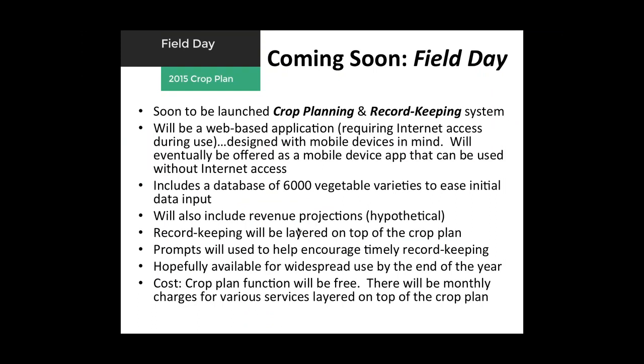And one thing that they've built into this, or are building into it, is a database of 600 different vegetable varieties. So they've got thousands of different tomato varieties and carrot varieties listed in there, so that when you're doing the initial crop planning, you can select not just crops, but you can select varieties, and it will automatically bring in the days to maturity for those crops.